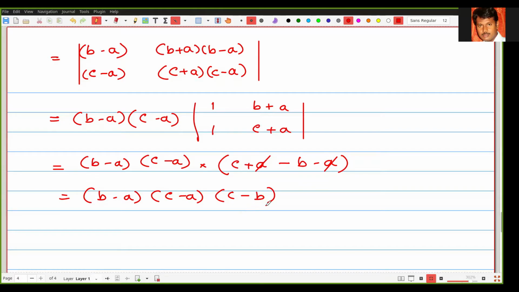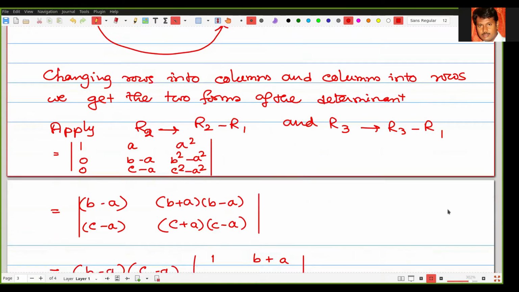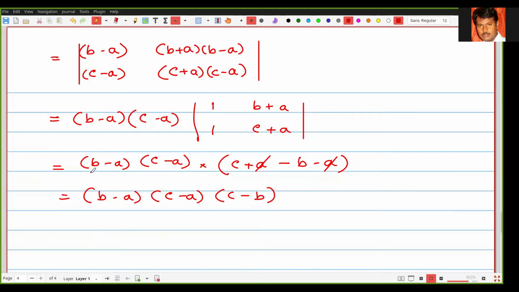But as our requirement is A minus B, B minus C, C minus A, here we can also interchange that one and that one. So that one is becoming A minus B, and then that is also minus, that is B minus C. So that is plus B minus C, taking minus from both common, and then C minus A. So that is the proof.